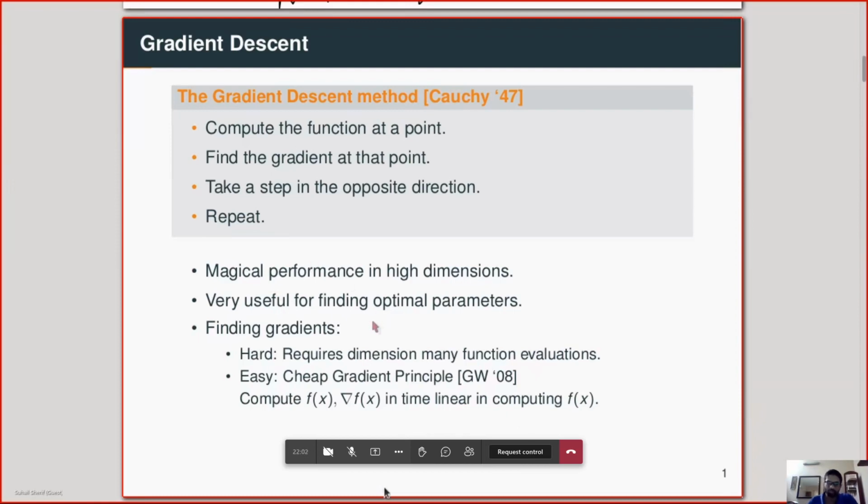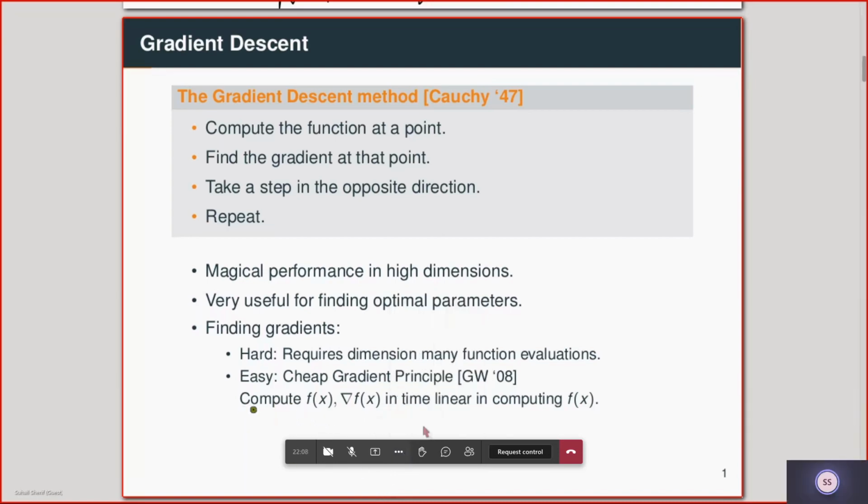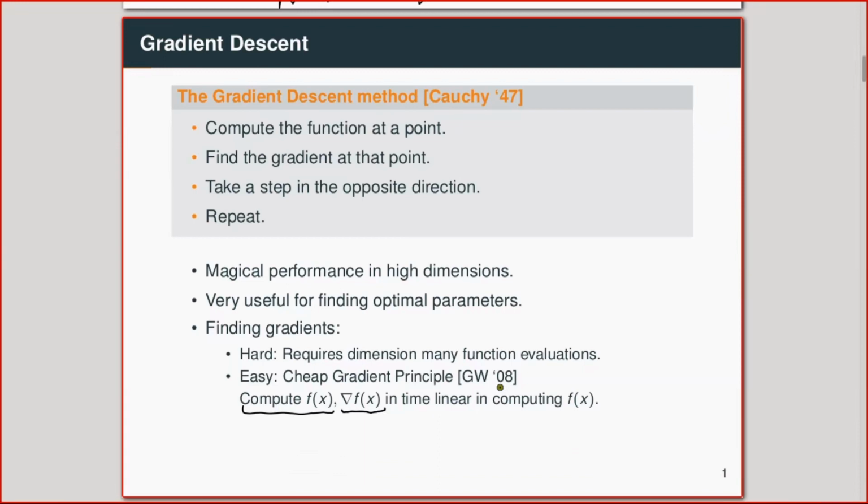Now, in this formulation, we know how to compute f. We're not just given f of x as a black box. So if you're given a set of steps on how to compute f of x, then you can also compute the gradient of f of x in around the same time as it took to compute f of x. It's like 6 times the amount of time taken to compute f of x. So in that sense, it's actually quite cheap to compute the gradient, and that's what makes gradient descent such a wonderful algorithm. It's actually cheap to do the whole way through.